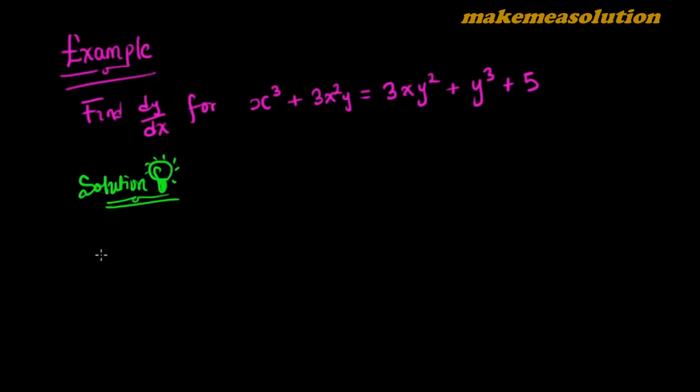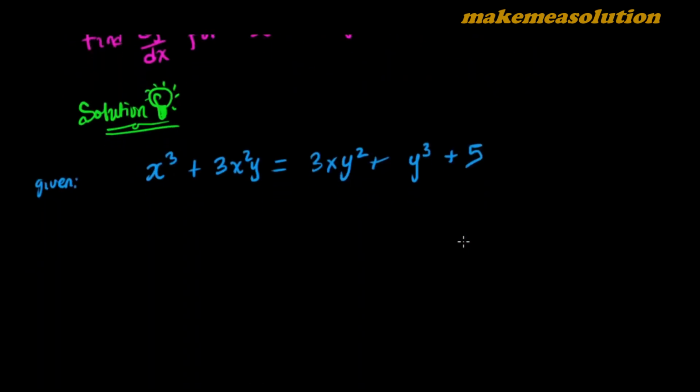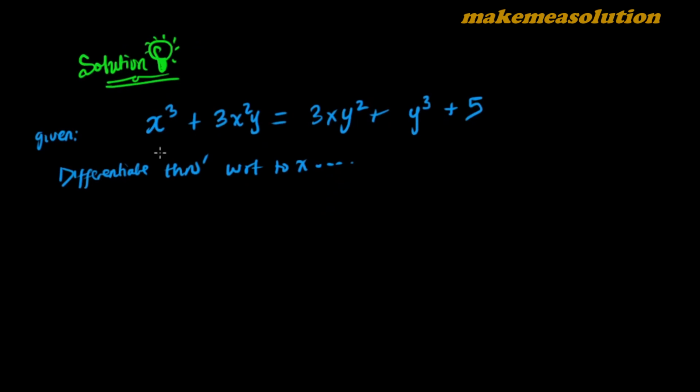Now we have x cubed plus 3x squared y is equal to 3xy squared plus y cubed plus 5. Now we want to obtain dy dx, so we are going to differentiate both sides with respect to x. Now if you're differentiating with respect to x, this is what you're going to get.